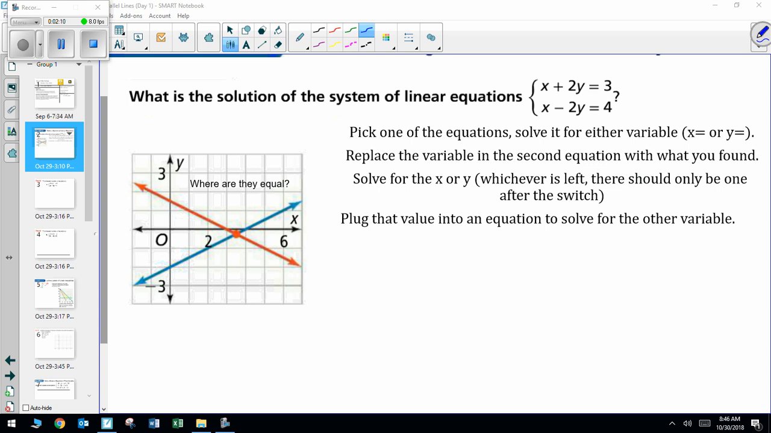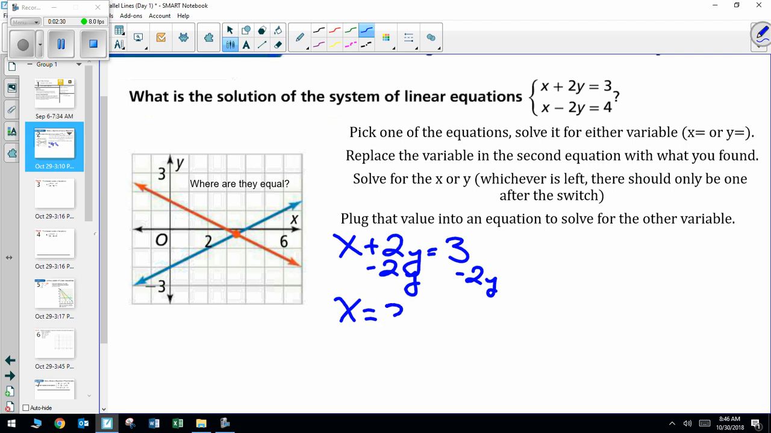If I solve that first one for x, x plus 2y equals 3. To solve for x means I want x by itself on one side of the equation. So to get rid of the 2y, I'm going to subtract it from both sides. And that gets me my first equation is x equals 3 minus 2y. Now that I have x equals 3 minus 2y from the first equation, call it equation A, this is A rewritten.